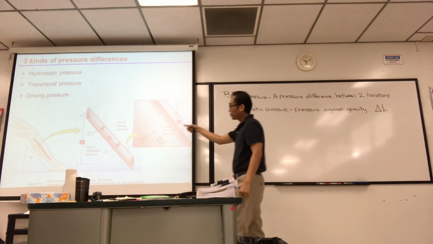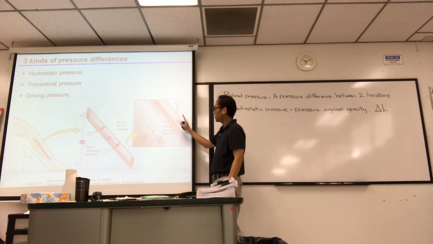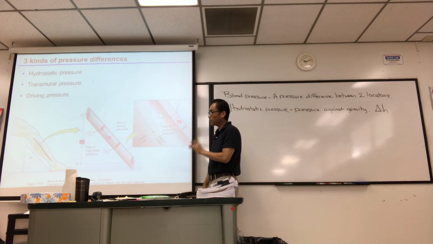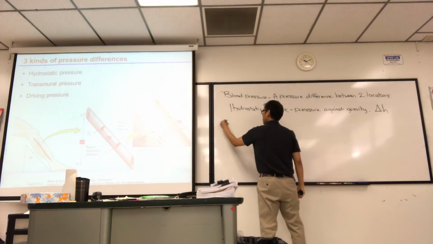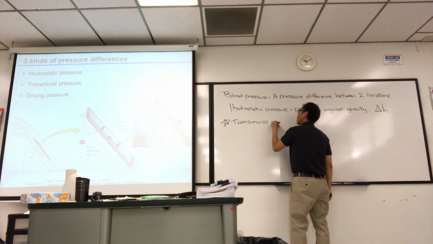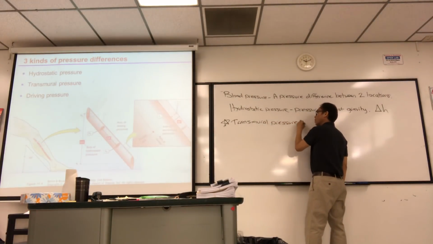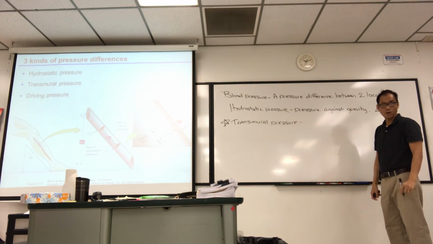Okay, let's look at this one here. They take a piece of the wall and zoom it up. You have the inside of the wall and the outside, inside and outside of the vessel. This is called the transmural pressure. The mural is a wall. Transmural means the pressure difference across the vessel wall. This is the pressure that your body can detect. It's the pressure difference across the vessel wall.